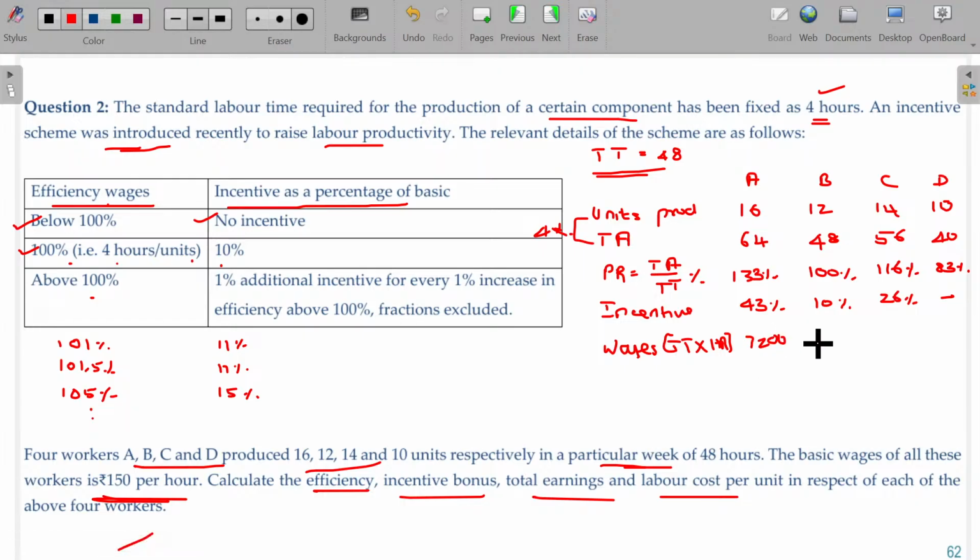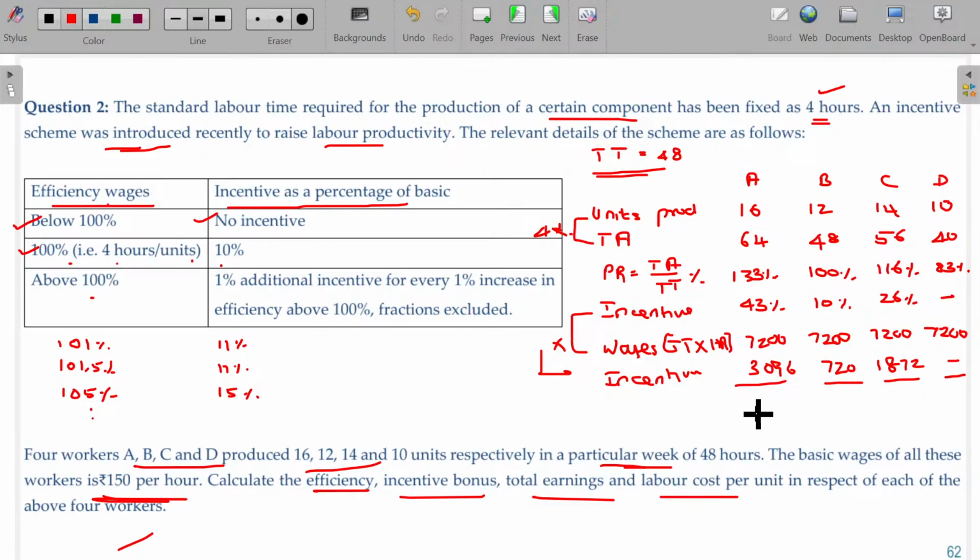7,200 for B, 7,200 for all the employees. The salary will be the same. Incentive only is different because they have worked for only 48 hours. Incentive being this much, so you have to multiply these two. That will be the incentive. 43% on 7,200, 3,096 is the incentive, right? And here 10% on this 720, and 26% on this being 1,872. No incentive here.